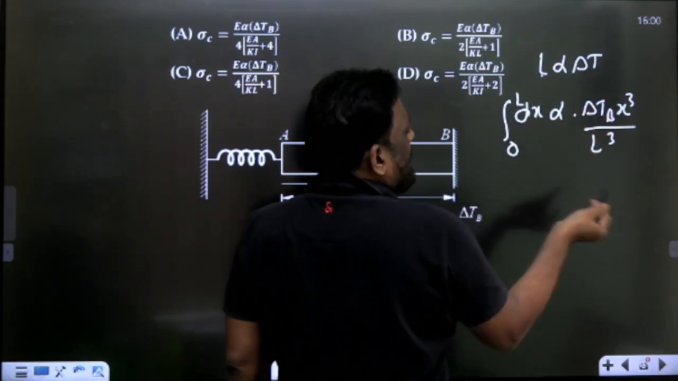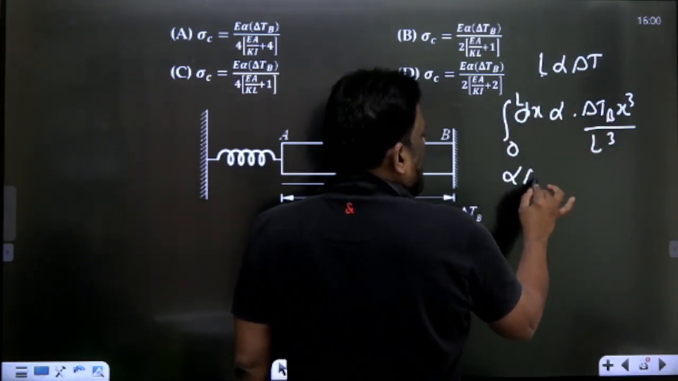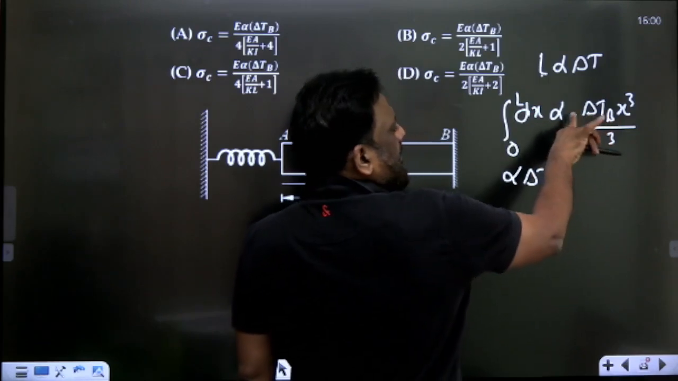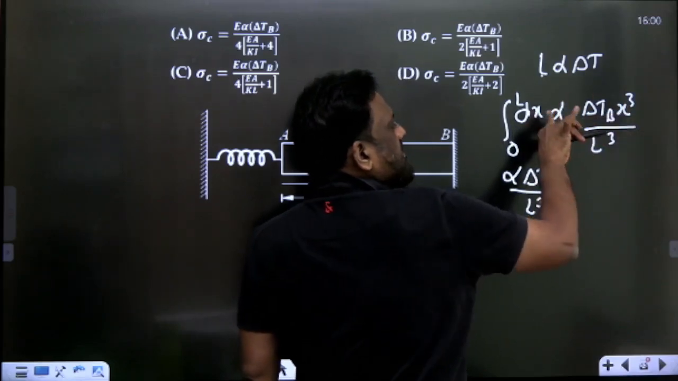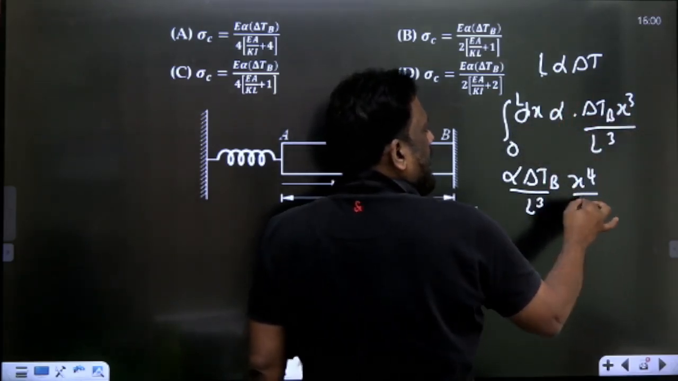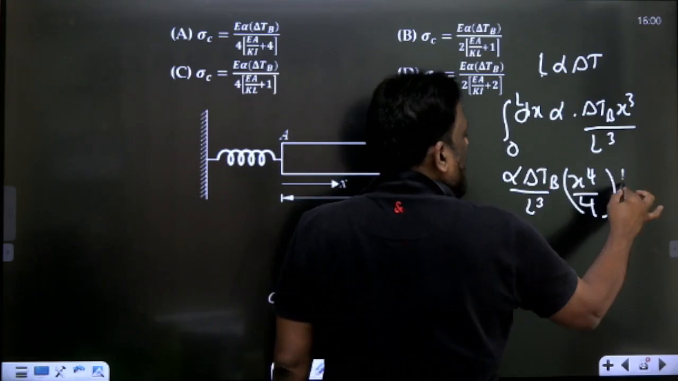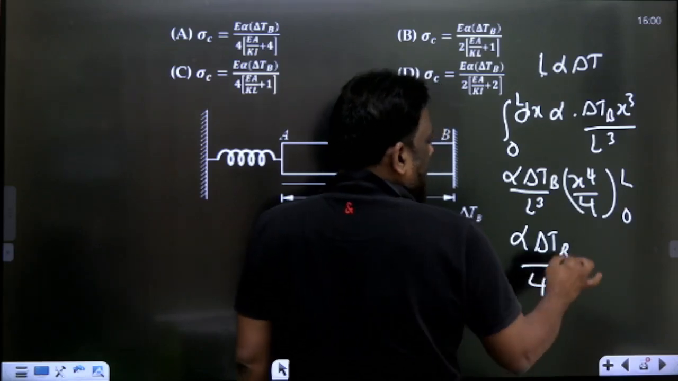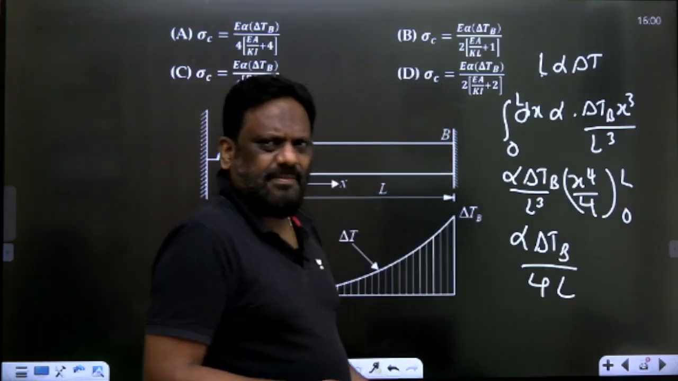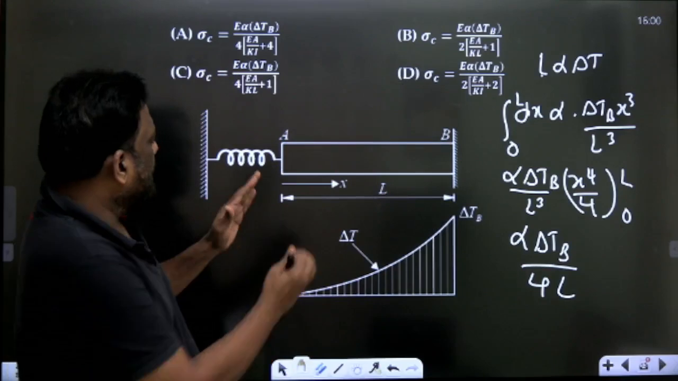It is the same one we have done. Alpha is constant, delta TB is constant, divided by L cube. And what is x cube dx? X power 4 by 4. And my limits are 0 to L. So alpha delta TB by 4 and L. This is the same profile. This is the free expansion.